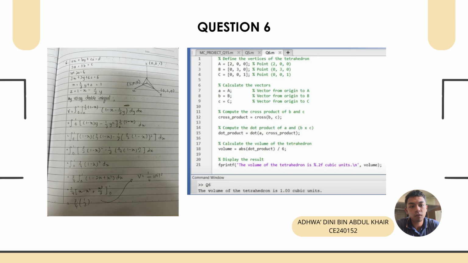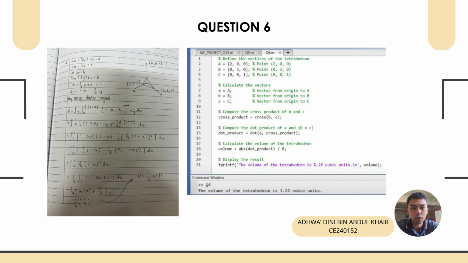The problem involves calculating the volume of a tetrahedron whose vertices are given as A equal to 200, B equal to 030, C equal to 001, and the origin O equal to 000. This tetrahedron is formed by connecting these 4 points in 3D space.